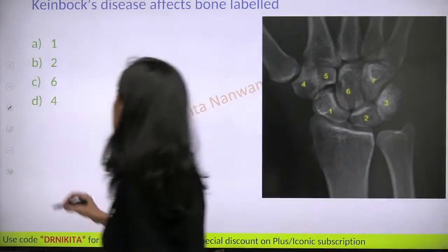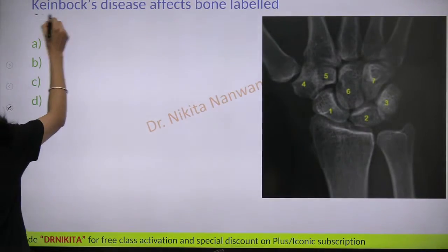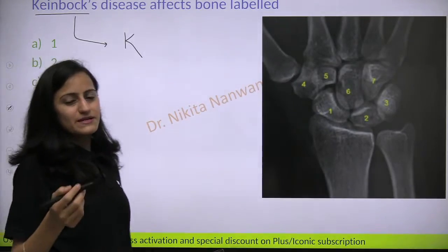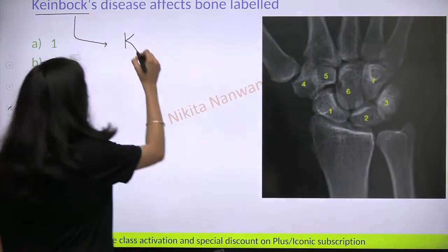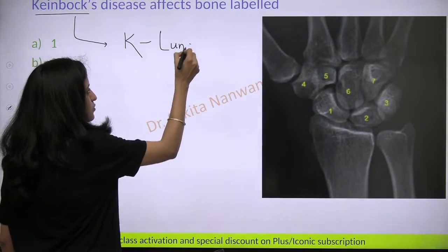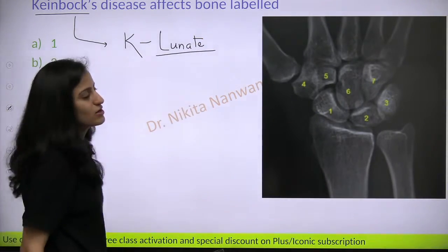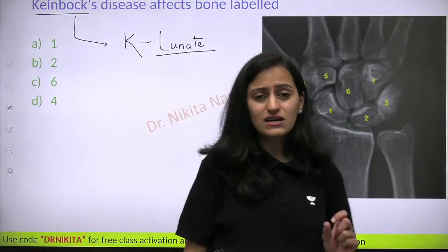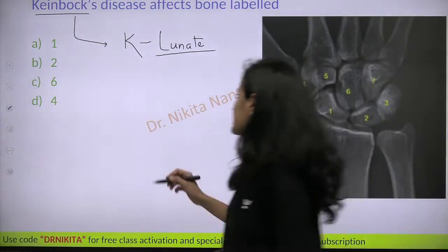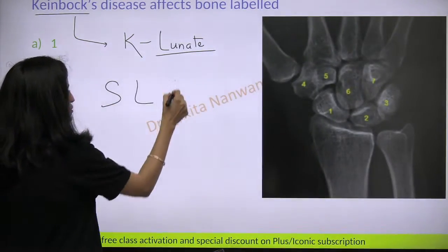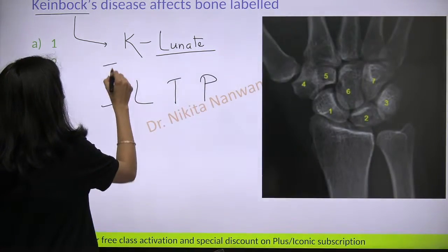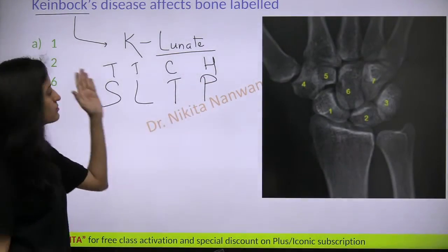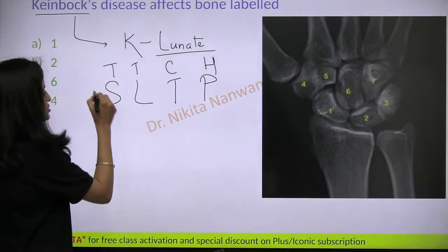First of all, we need to know that Kienbock's affects JK. When you say alphabetically GHIJKL, remember Kienbock's affects the bone which is lunate. Now, how to identify the lunate? We know the mnemonic for the carpal bones. We all have read that. It is, "She looks too pretty, try to catch her." Remember that it's "She looks too pretty, try to catch her."